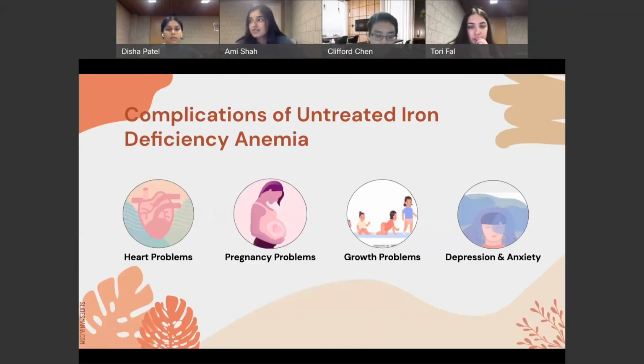So the short-term prognosis for most patients is excellent in regard to recovery. However, if iron deficiency anemia is left untreated, the prognosis is poor and can lead to the complications listed here, which are heart problems, pregnancy problems, growth problems, depression, anxiety, and more. These complications will be discussed in the following slides.